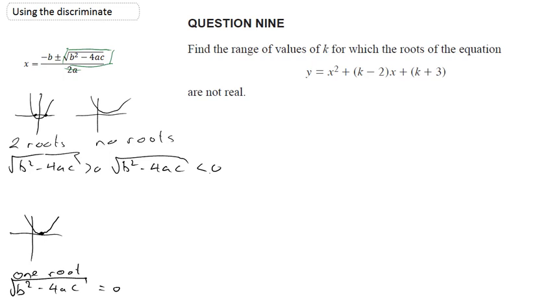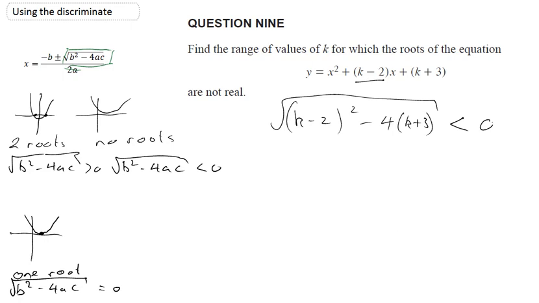So here's my example, and this is from 2007's exam paper. It tells me that I've got a quadratic. It wants me to find the values of k which are not real. So that's this one. So I've got to get my b. My b's there. So b squared, k minus 2 squared, minus 4 lots of a. Well, a is 1 and c is k plus 3. All square rooted is less than 0.